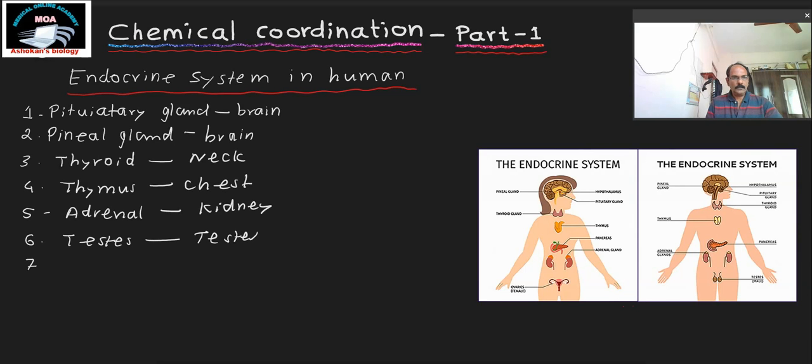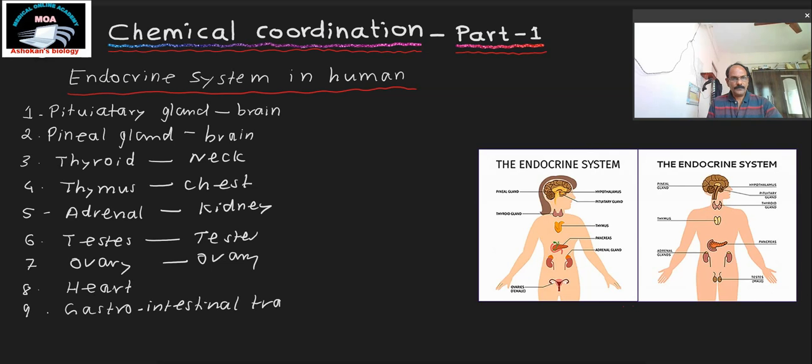And the seventh one, ovary. Ovary acting as a gland. And there are some minor glands, that is the heart producing some hormone. So heart is also acting as an endocrine gland. And the eighth one, that is the gastrointestinal tract, means the stomach and intestine. And ninth, kidney also producing some hormone.